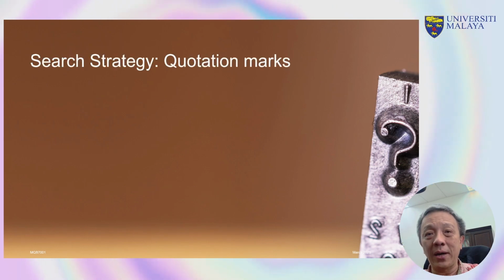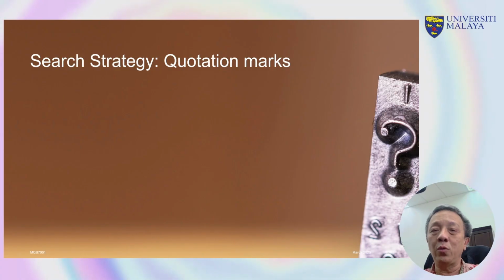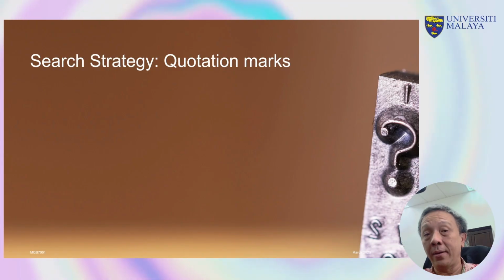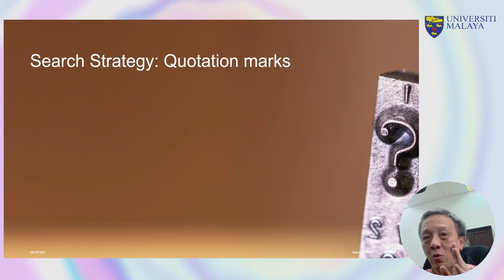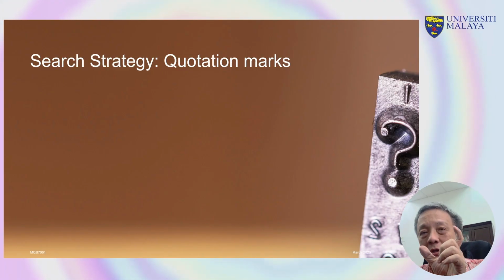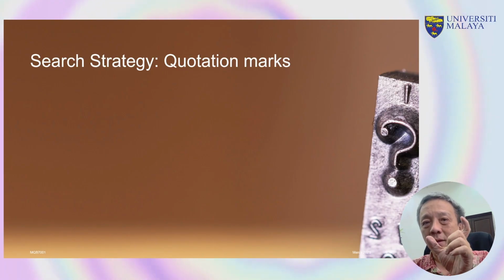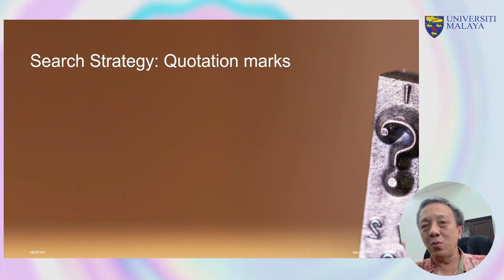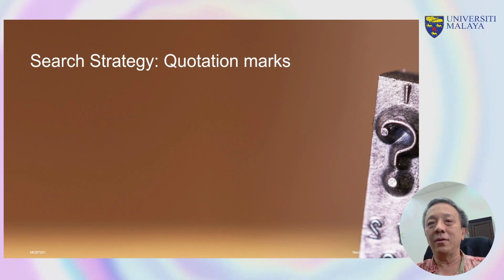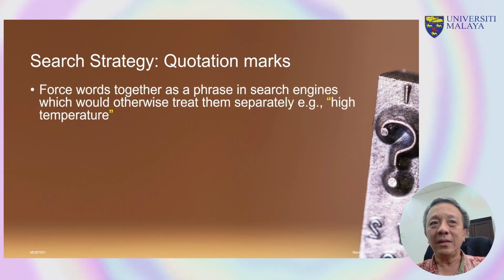You can use quotation marks in your search strategy. Why use quotation marks? Use them when you want to search the whole phrase exactly as it appears. Sometimes it's two words, and you want to search for the two words exactly as they are written. Because if you search without the quotation marks, most search engines will search for one word and the other word, so they search for two separate words.